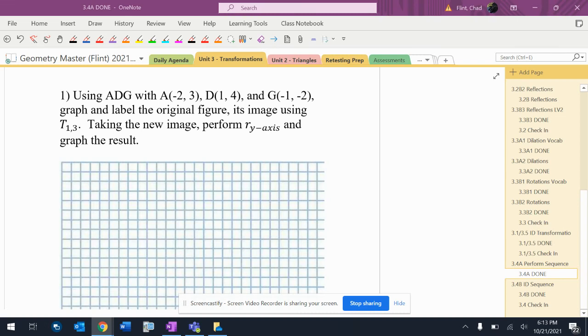So now this is just kind of to get us started here. It says using ADG, graph and label the original figure, its image using T13, and then take the new image, perform a reflection over the y-axis, and graph the result. So basically it's saying do the translation, then do the reflection. I tried to word it so that it was more clear than what it usually says. I think I made it uglier than it usually is. But basically do that, then do that.